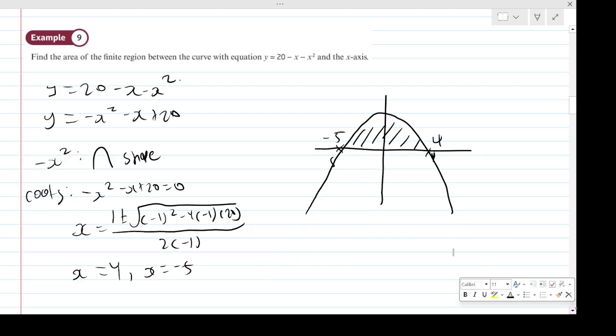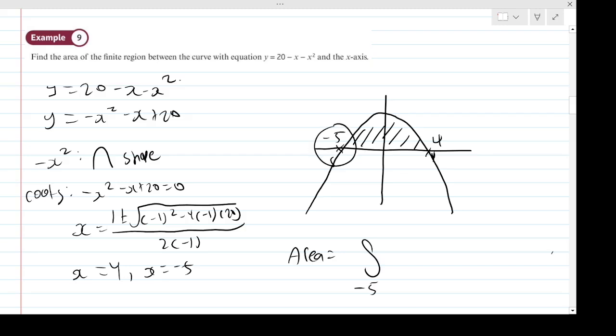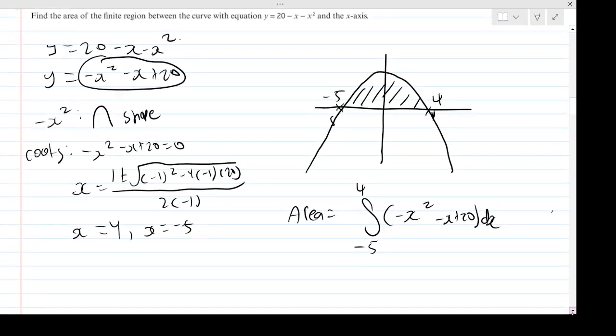Okay, cool. So how are we going to find that region then? If we use integrals, we could say the area between x is minus 5 and x is 4. That's what we're working with. And then we're going to integrate the curve. So the curve has this expression, right? Minus x squared minus x plus 20, lots of dx. Right, then I can integrate that.